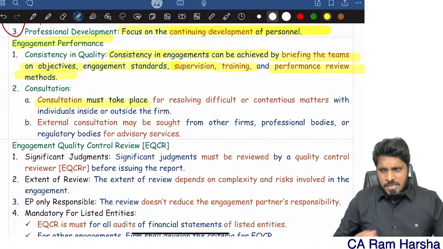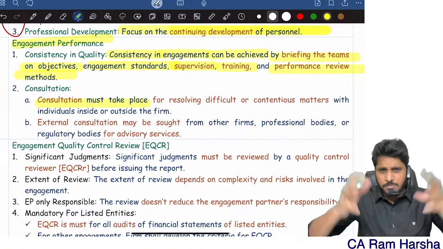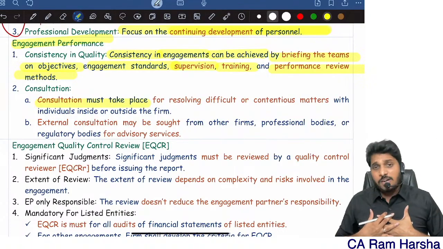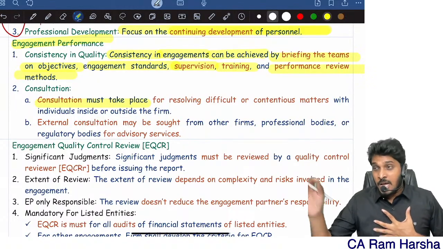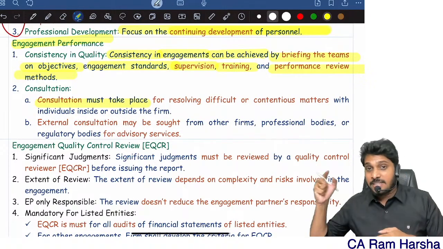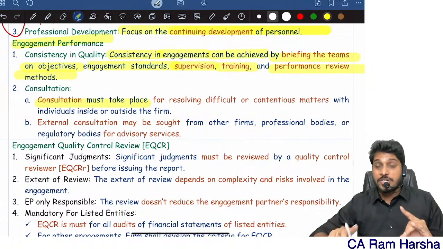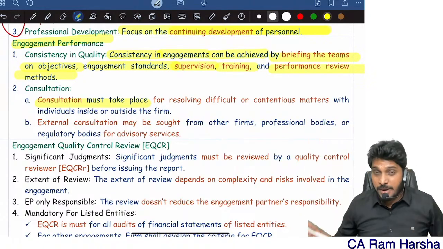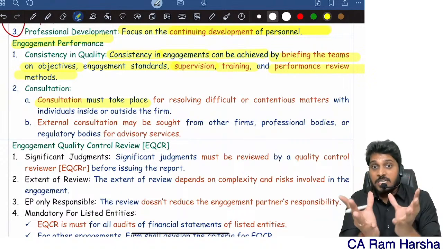Consultation must take place. Remember, whenever we are working, like a team member is working in a firm, so many teams will be there. I am part of one of the team, and I was given some audit work in one of the clients. So when I'm doing this audit, I got some doubts. Whom should I consult? I should consult either a senior, I should consult the partner. If even still my doubt is not resolved, I should consult somebody within the firm. Even if my doubt is not resolved, I should consult externally somebody. Such a kind of consultation facilities must be there.